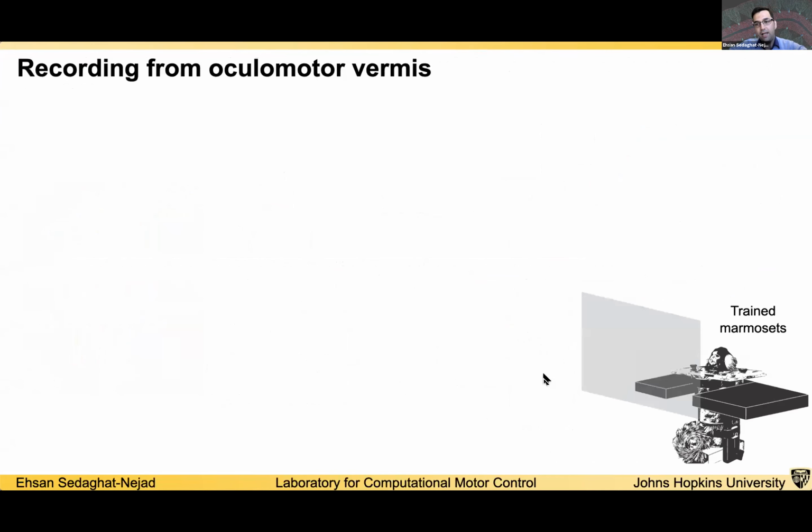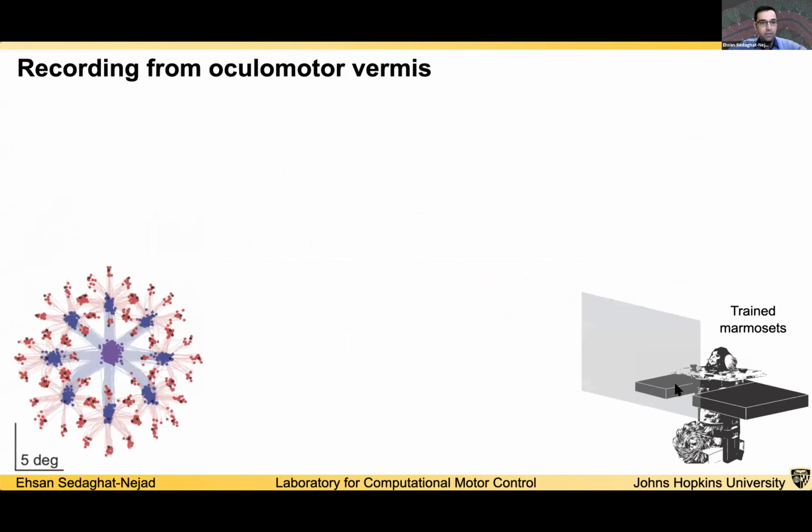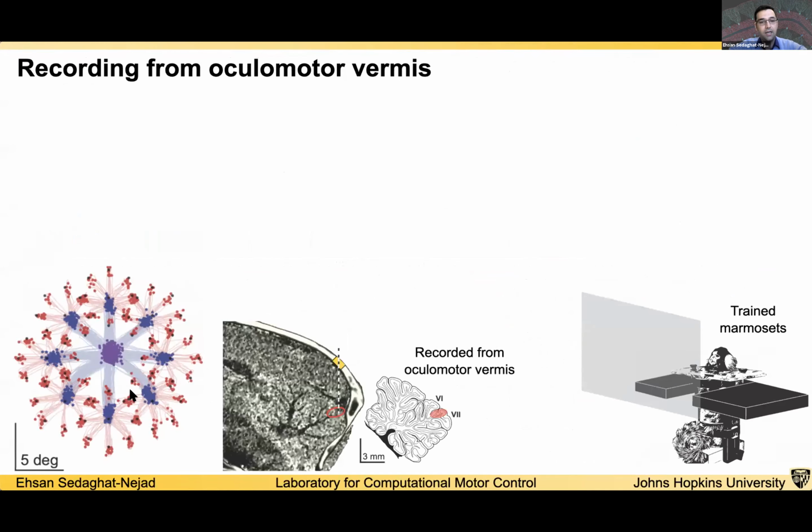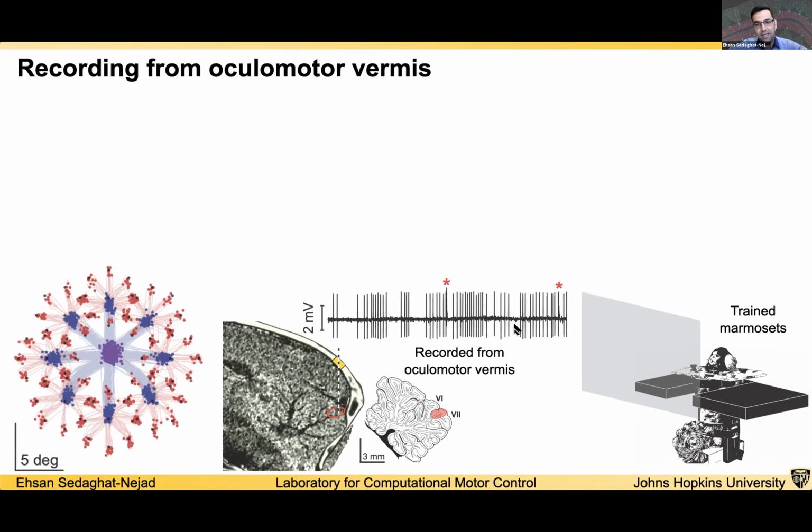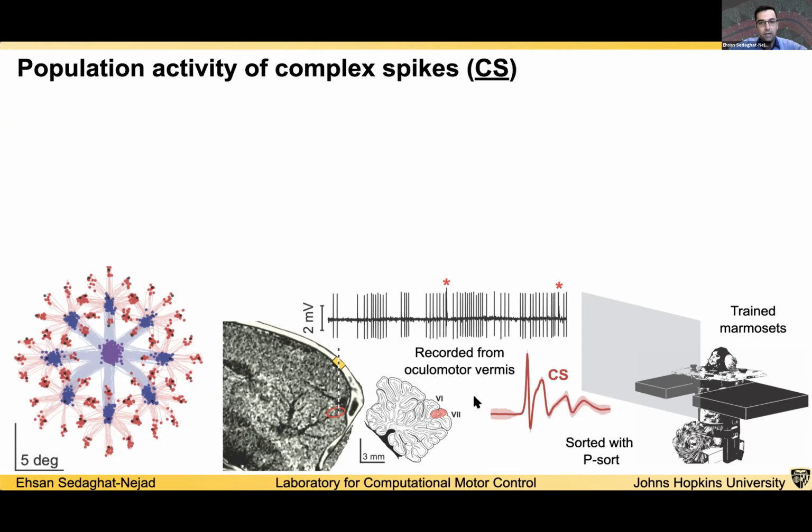So in our lab, we built a marmoset lab. We trained marmosets to perform a saccadic eye movement task. And while the marmosets were performing this eye movement task, we recorded from the oculomotor vermis. So these are Purkinje cells that have encoding for the eye movements. Here's a sample recording from a Purkinje cell. We also developed software named PSORT, and using PSORT, we sorted the simple spikes and complex spikes of these Purkinje cells. Okay, I will first describe the complex spike activity of these Purkinje cells, and I will then shift my focus to the simple spike activity.